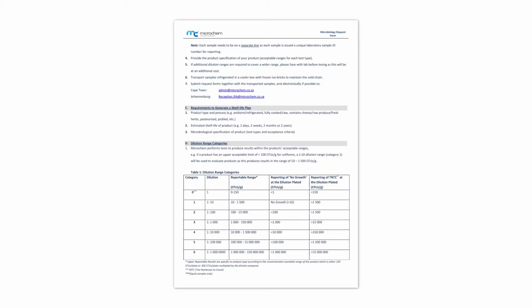When setting up your shelf life plan, it is important to remember what type of product you are testing. Is it ambient temperature? Is it refrigerated? It is important to know what the estimated shelf life of your product will be. Will it be 2 weeks, 2 months, or 2 years? It is important to supply the laboratory with microbiological specifications for your product, either provided by your supplier or internally provided. Our laboratory is able to analyze shelf life on ambient temperature products, refrigerated products, and also if you have an ambient temperature product, we can offer you an accelerated shelf life testing schedule.